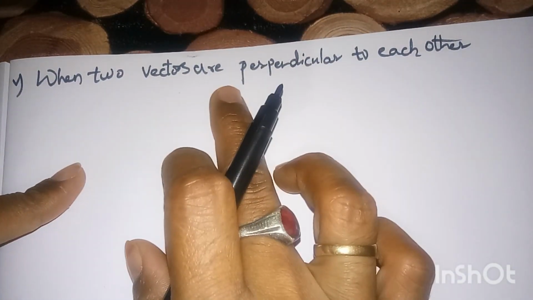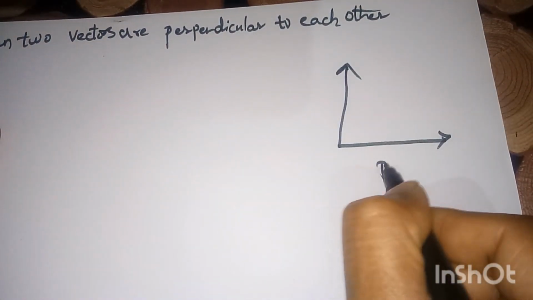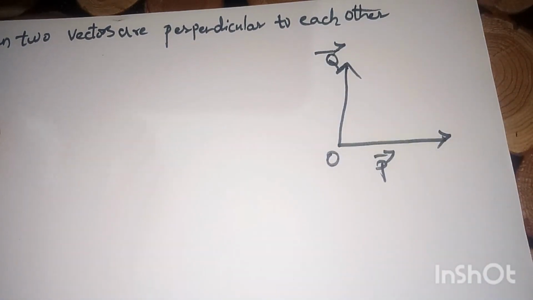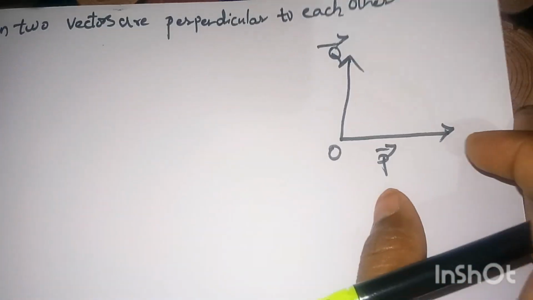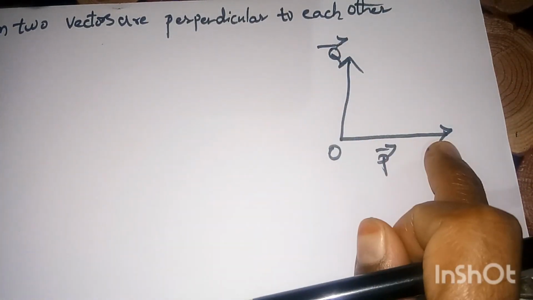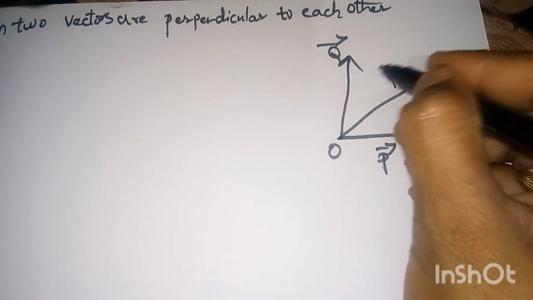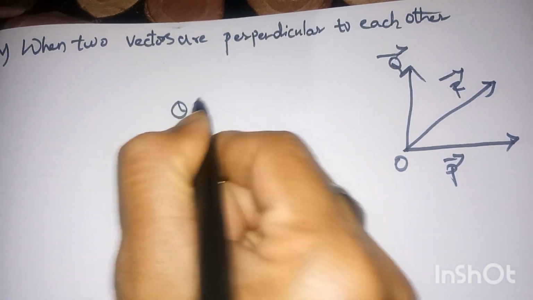If two vectors are perpendicular to each other, this is p bar and this is q bar. So if two vectors are perpendicular to each other, what will be the resultant? We have to calculate it here, and the angle between them is theta equals 90 degrees.